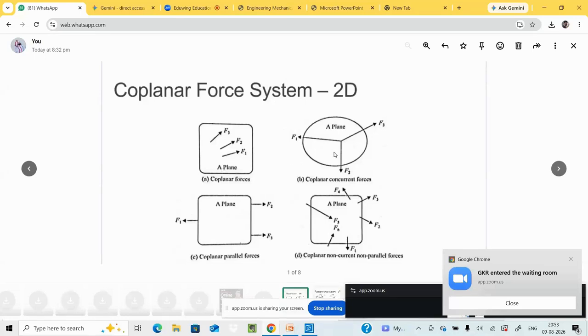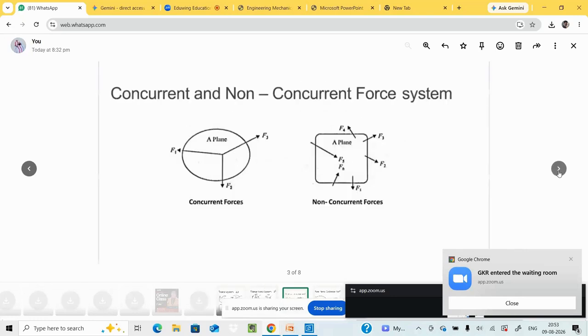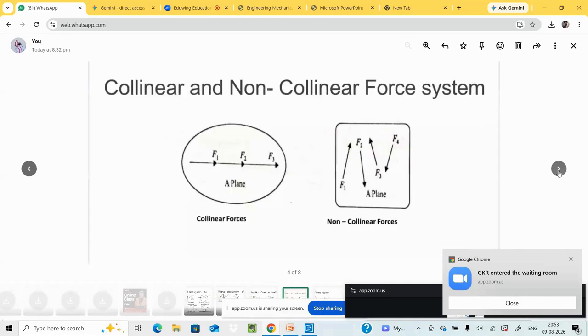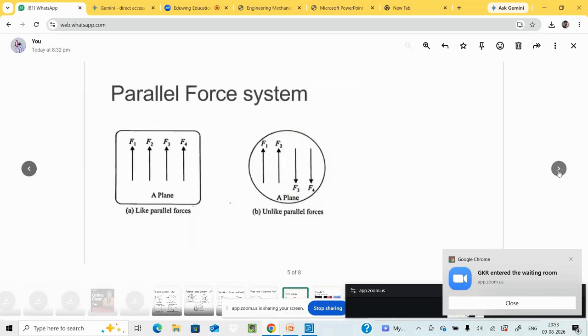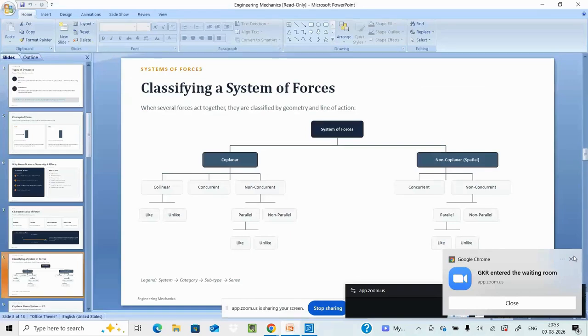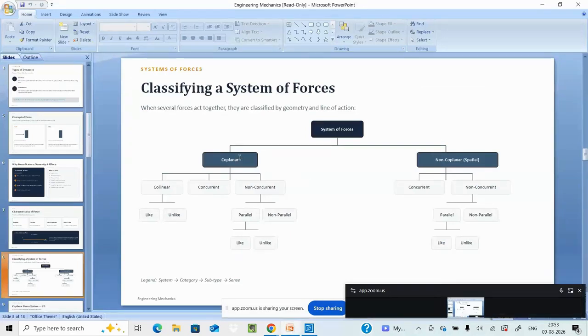So we have seen the coplanar forces, non-coplanar forces, concurrent and non-concurrent forces, collinear and non-collinear forces, and the parallel force system. Clear with this one now? Yes, sir. Clear. So system of forces: coplanar forces, non-coplanar forces, and in that collinear forces, non-concurrent, and other things. Clear with this one now?